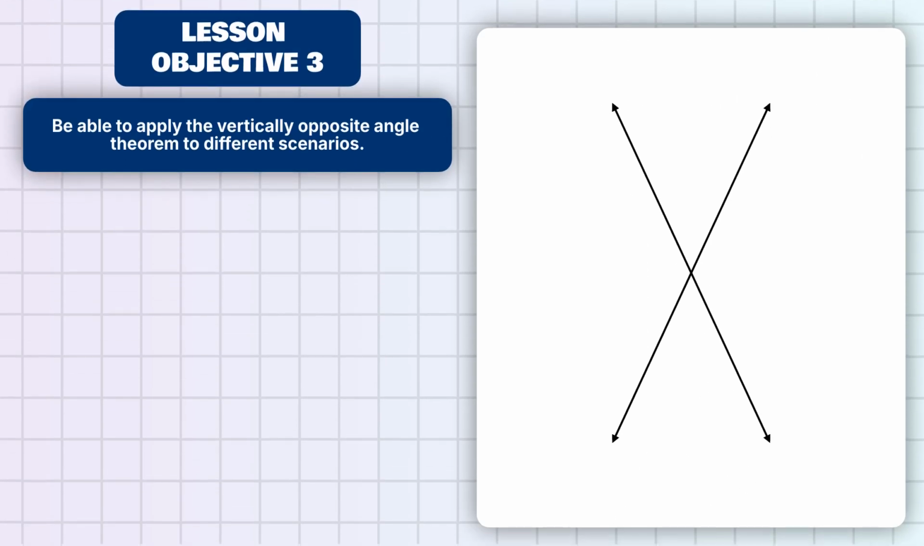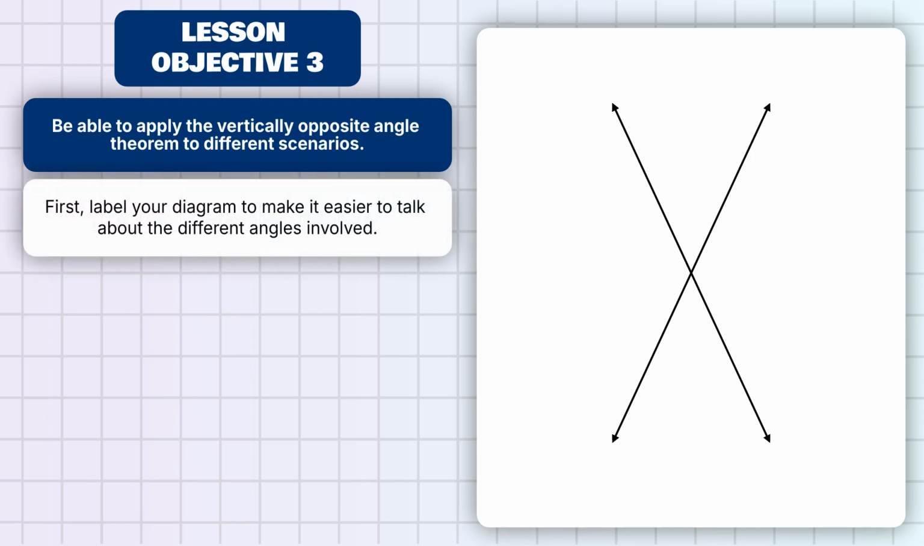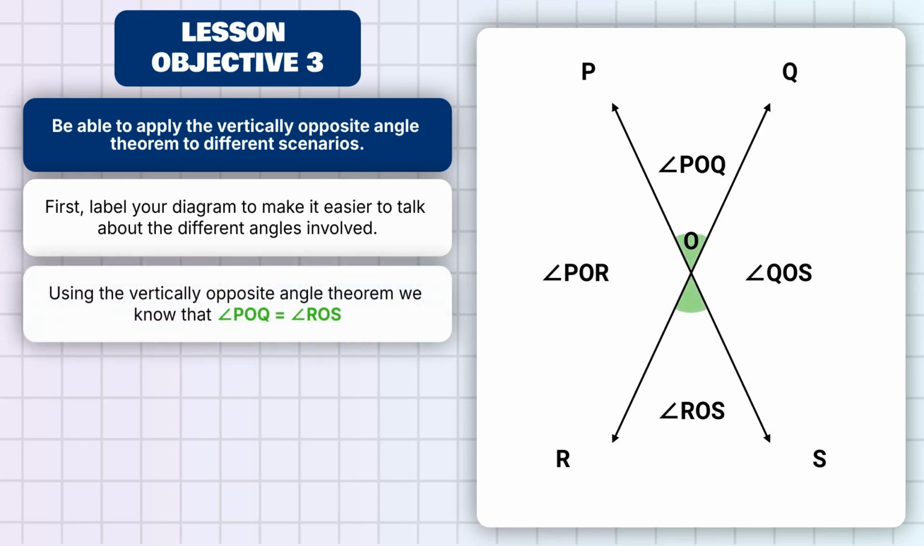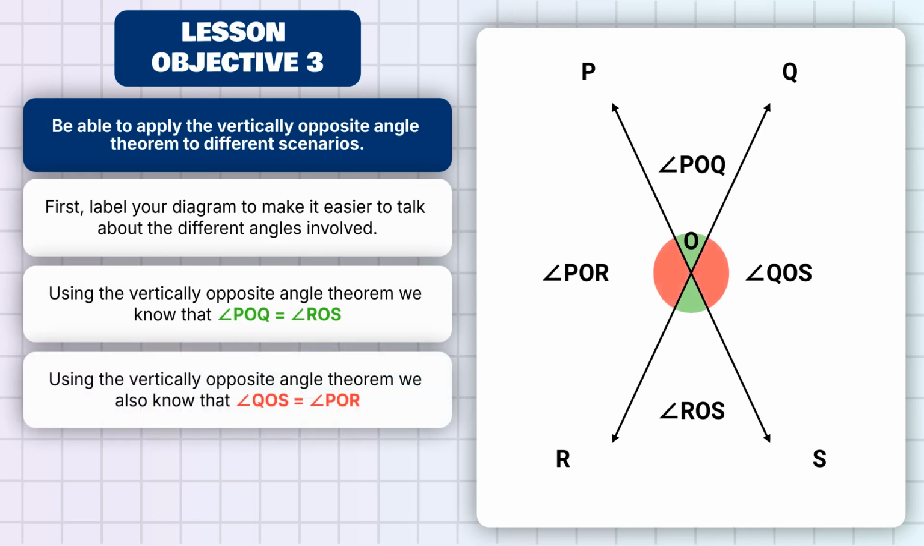So let's turn to our final aim for this lesson. Now that we know our theorem, the next task is to be able to recognize these vertically opposite angles in different cases and apply the theorem. Let's look at an example together. Suppose we have these two intersecting lines. Firstly, let's label the diagram to make it easier to talk about. Now we can identify the vertically opposite angles. Remember, these are the ones which are opposite each other across the intersection, not next to each other. So this green pair of angles are vertically opposite each other and therefore equal. And this red pair of angles is also equal.